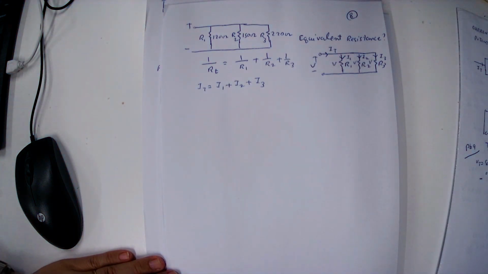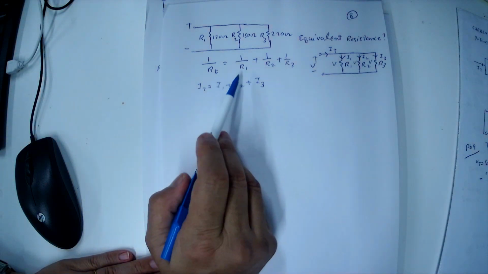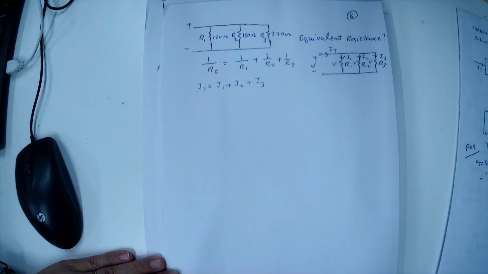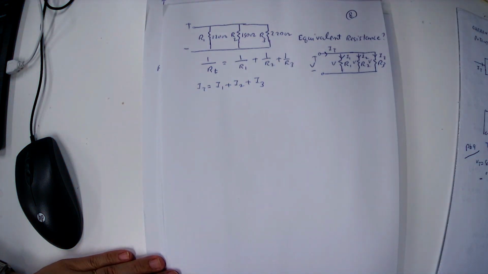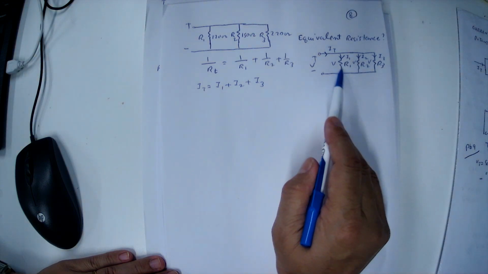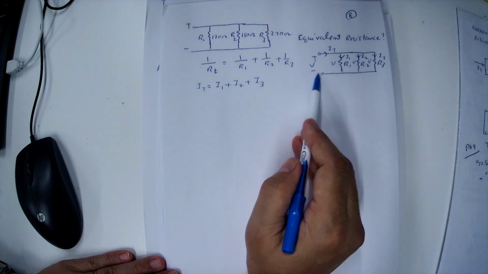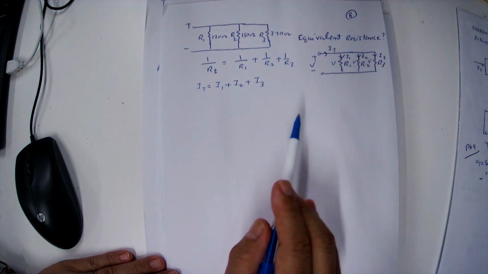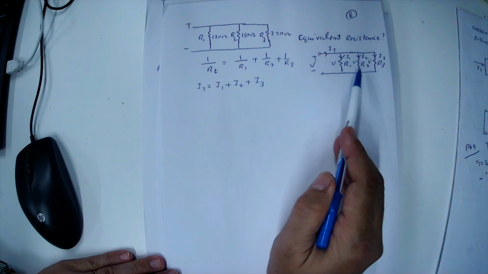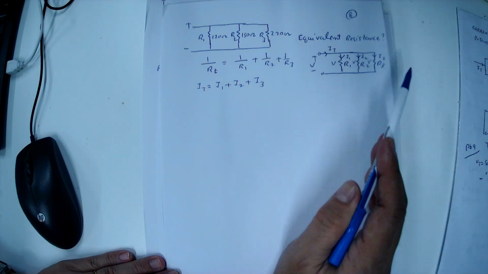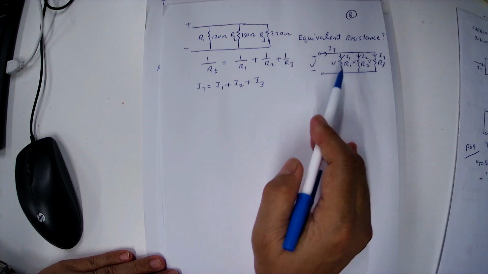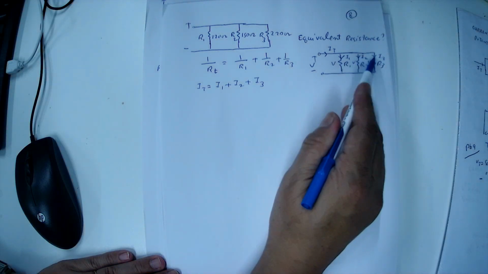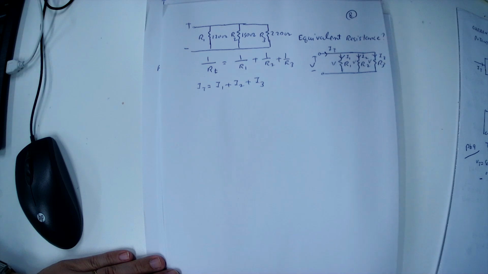This is a rule. Firstly, if you connect the three resistors in parallel, 1 by RT equals 1 by R1 plus 1 by R2 plus 1 by R3. This is the first concept. Second one is, if you connect the three resistors in parallel across the supply voltage V, all the resistors get the same voltage. Voltage across R1 is V, voltage across R2 is V, voltage across R3 is also V. And resistors are drawing the electrical current. So the currents I1, I2, I3, their sum equals the supply current IT.